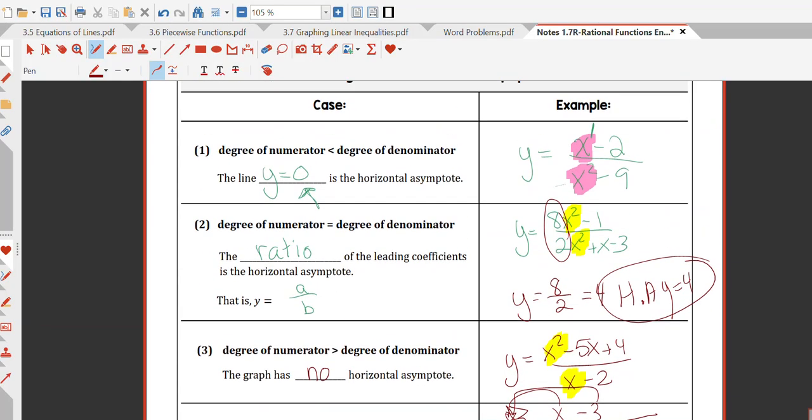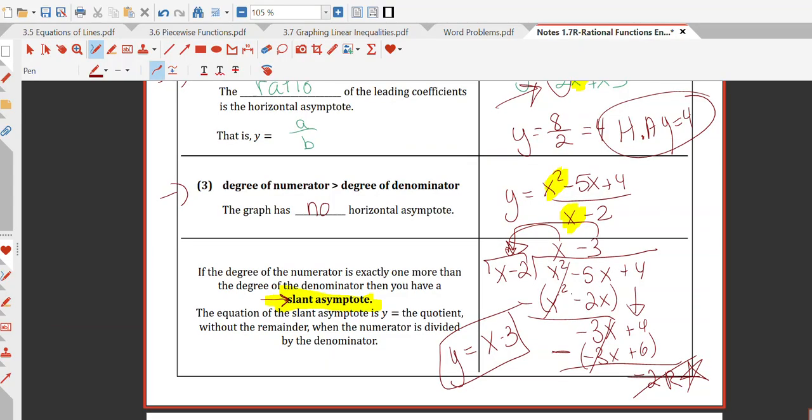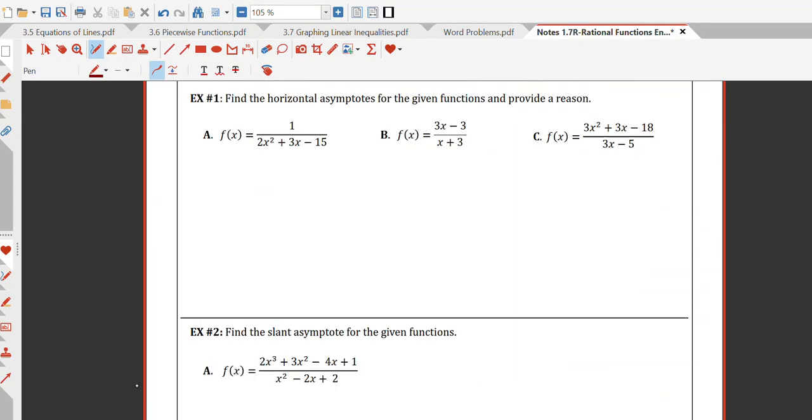So again, we want to know 3 things. Is the denominator greater? Are they equal, or is the numerator greater? And those will account for 3 different things. Again, when the denominator is higher, horizontal asymptote at 0. If they're the same, it's the ratio of the coefficients. If the numerator is higher, it's going to lead to a slant asymptote, what we see here with long division.